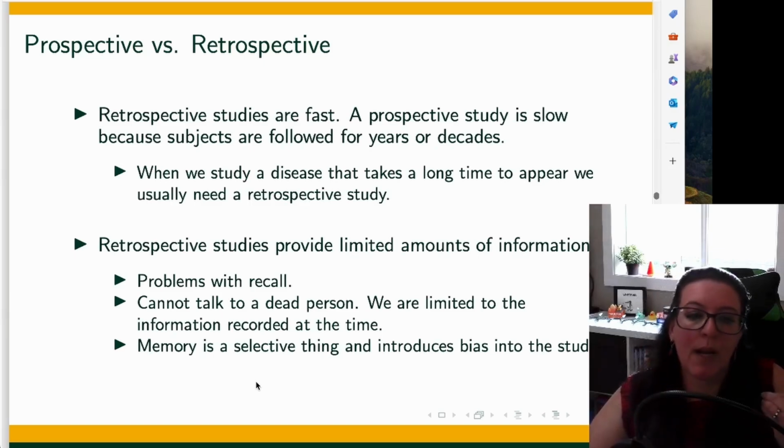So in our next video, we're going to compare observational study and randomized experiments as we start to get into randomized experimental design.